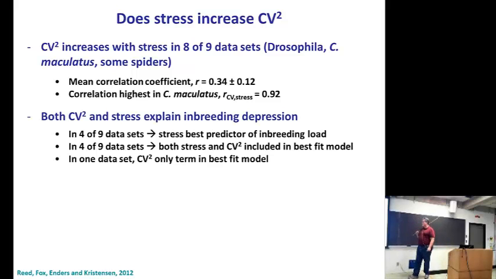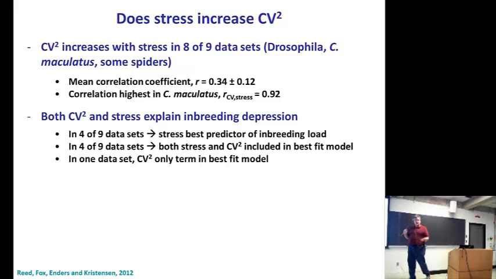Is that adequate to explain why inbreeding depression increases with stress? In 4 of 9 of the data sets, stress, independent of the coefficient of variation, is the best predictor of the genetic load expressed in populations. In 4 of the 9, both stress and the phenotypic variance are in the best fit model. I think this is where mine comes out. And in 1 data set, the coefficient of variation in fitness is the best predictor of inbreeding depression in a population.